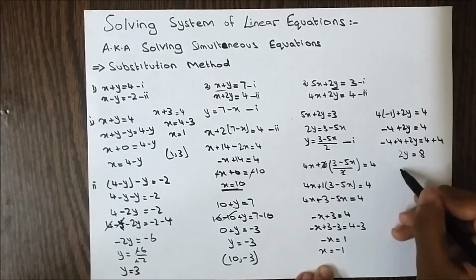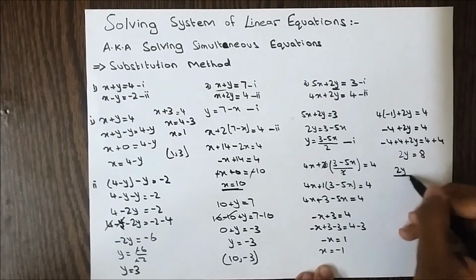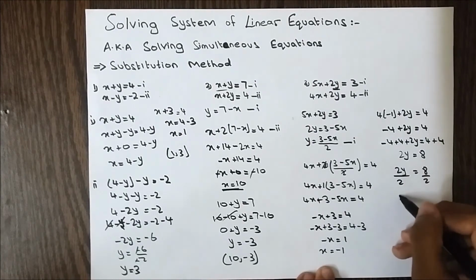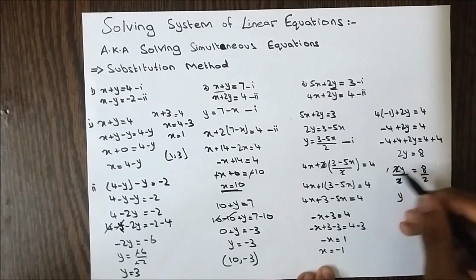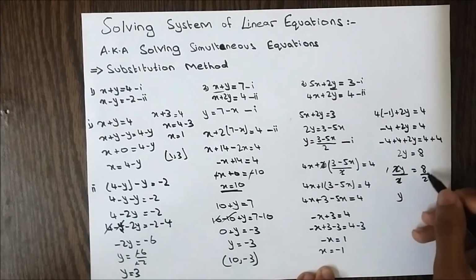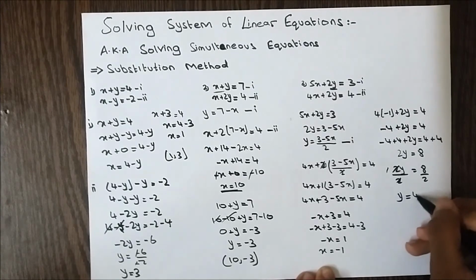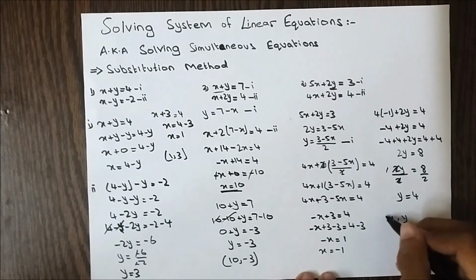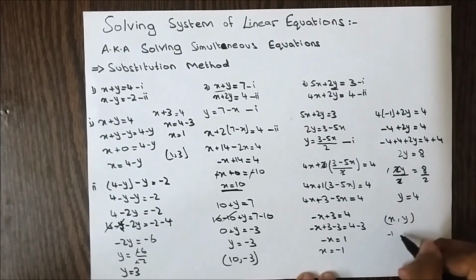We divide 2 on both sides. 2y divided by 2 is equal to 8 divided by 2. This becomes 1. And 8 divided by 2 is 4. We get y equals 4. And our solution is x comma y. That is a solution, and x is minus 1 and y is 4.